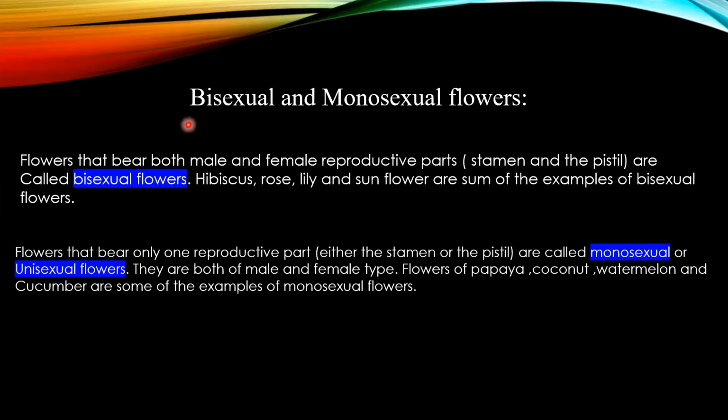Bisexual and monosexual flowers. Flowers that bear both male and female reproductive parts, stamen and the pistil, are called bisexual flowers. Hibiscus, rose, lily, and sunflower are some of the examples of bisexual flowers. Flowers that bear only one reproductive part, either the stamen or the pistil, are called monosexual or unisexual flowers. They are both of male and female type. Flowers of papaya, coconut, watermelon, and cucumber are some of the examples of monosexual flowers.